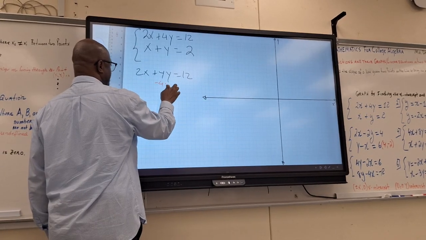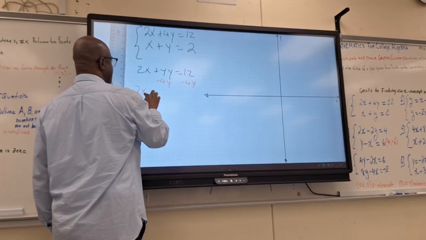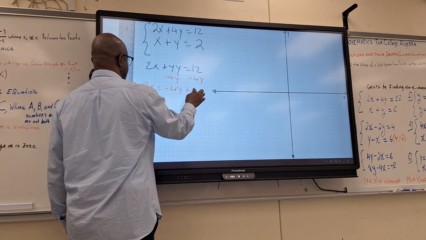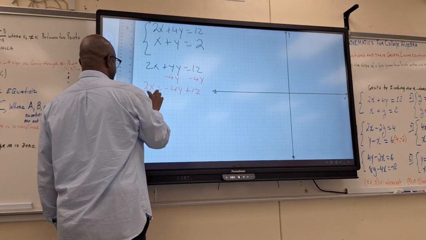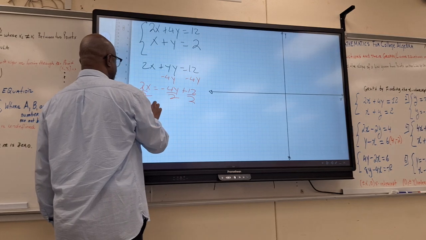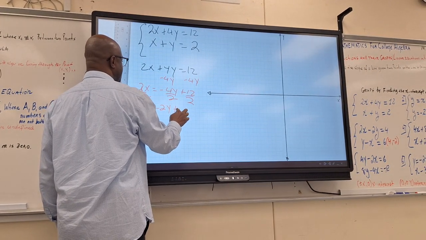Subtract 4y. Same thing, nothing new. You end up with 2x equal negative 4y plus 12, and you divide by what? By 2. Then you end up with x equal negative 2y plus 6.